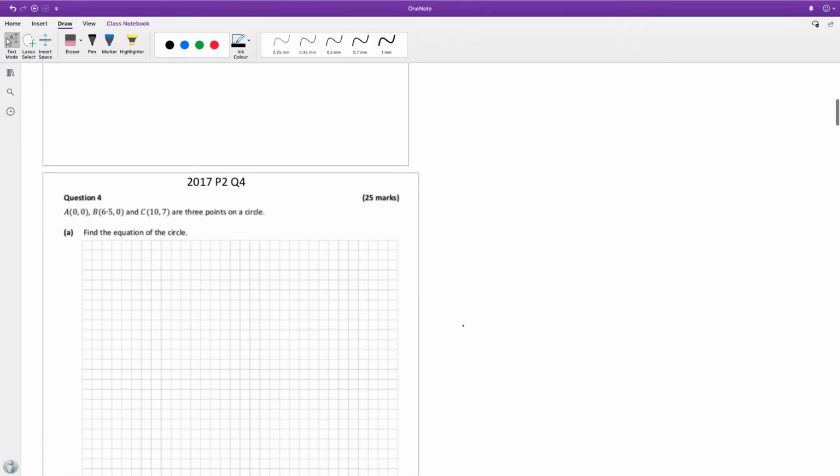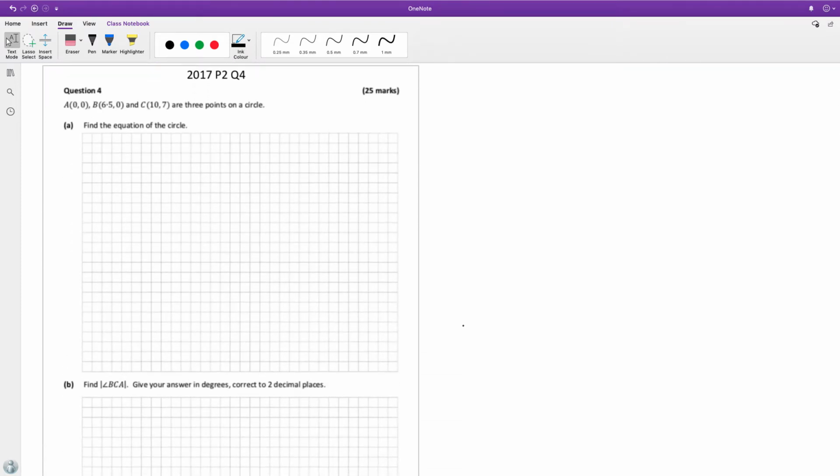Right. Part 2. 2017, paper 2, question 4. Points 0,0, 6,0 and 10,7 are 3 points on a circle. How do we get the equation of the circle? We're given 3 points. This is your fairly bread and butter question. It comes under our geometry of the circle. So, a nice one to look through.